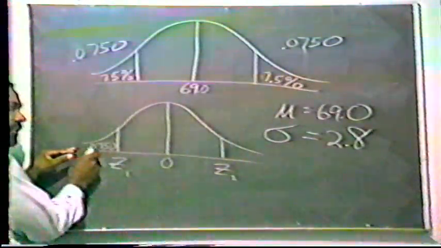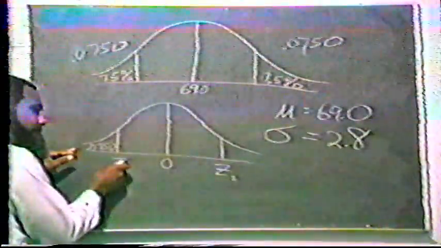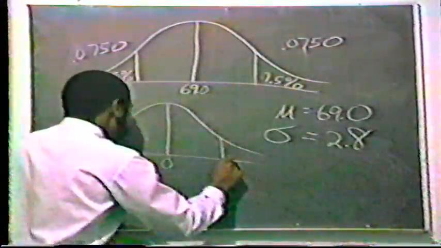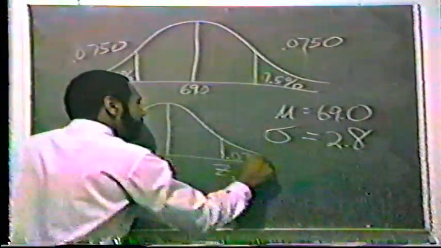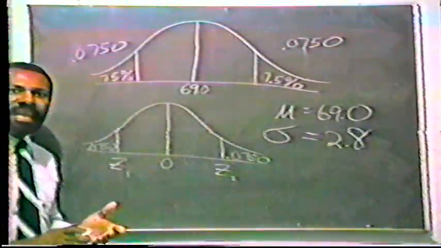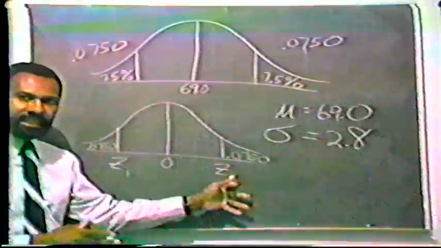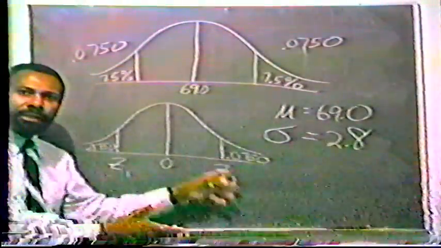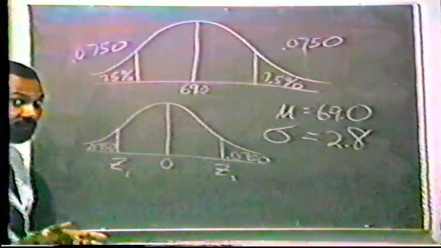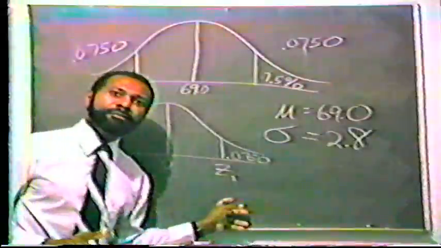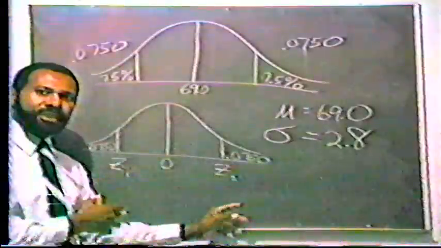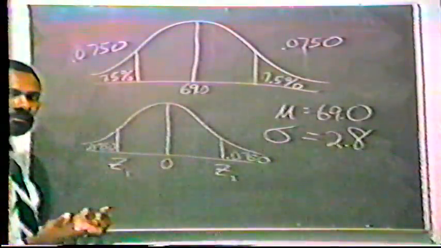You have 0.0750. That's how much area you have back here on the left side of this z-score. On the right side of this z-score, you have the same amount of area, 0.0750. So that means that those two z-scores are going to be the same, except that the one on the right will be positive, and the one on the left will be negative. That's what that means. So really, all we have to do is find the value of the z-score on the right. And then to get the z-score on the left, just make that z-score negative.